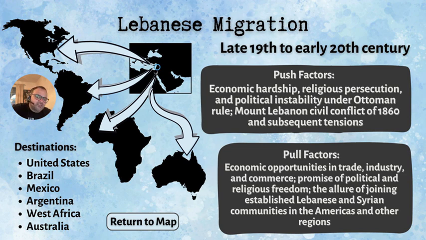And what are the pull factors? Again, similarities all around: economic opportunities in trade, industry, commerce, political and religious freedom, joining established Lebanese and Syrian communities in the Americas and other regions, etc. So those are some of the examples in this particular period. Again, migration still happens, right? Immigration is a huge hot topic these days in the United States, for example. So migration still happens. There are still reasons why people leave, right?